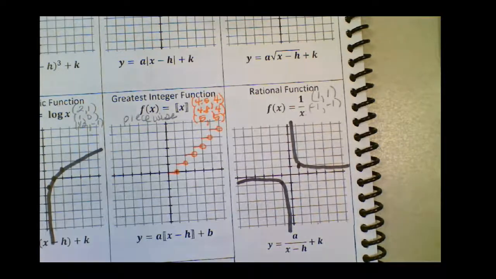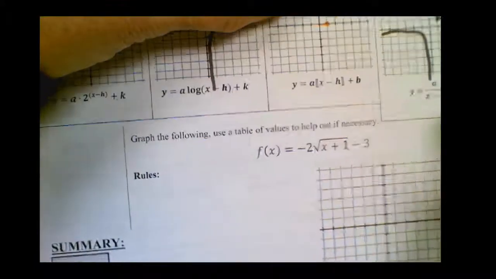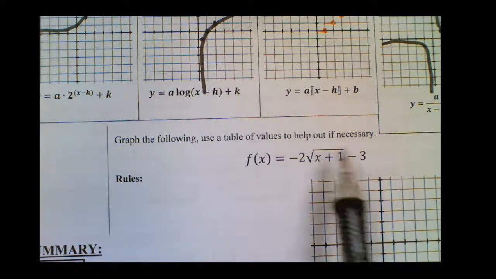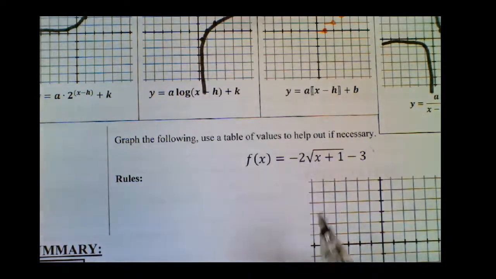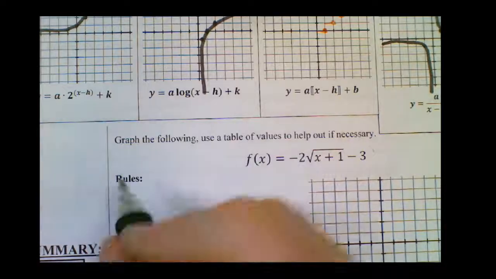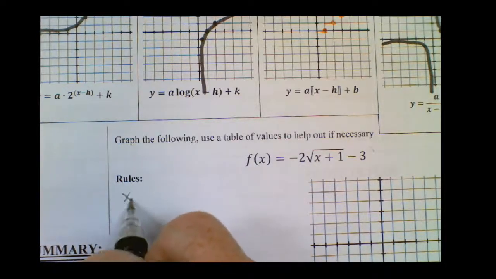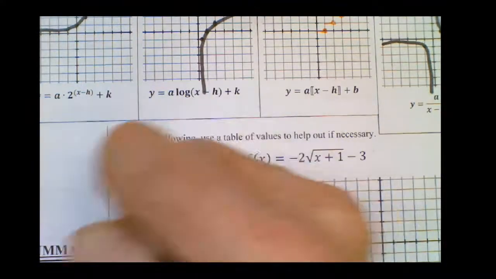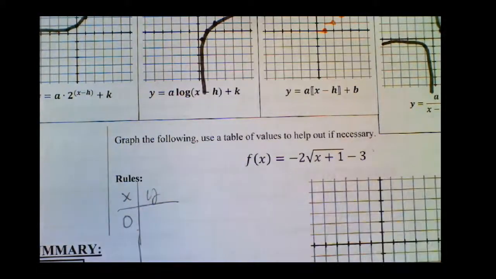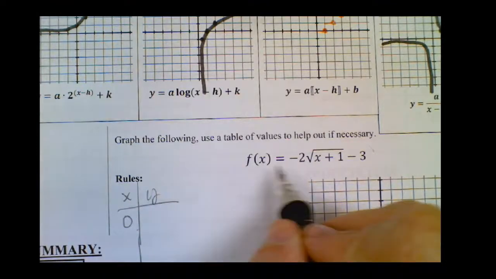Okay, so graph the following at the bottom, using a table of values to help out if necessary. And I don't even know that we need a table of values because now we're pretty good about our shifts. So why don't we take our parent function, and that's a square root function. Let's use inputs of, let's make it easy, we have an input of 0, and we'll graph our parent function, and then we'll graph the shift.